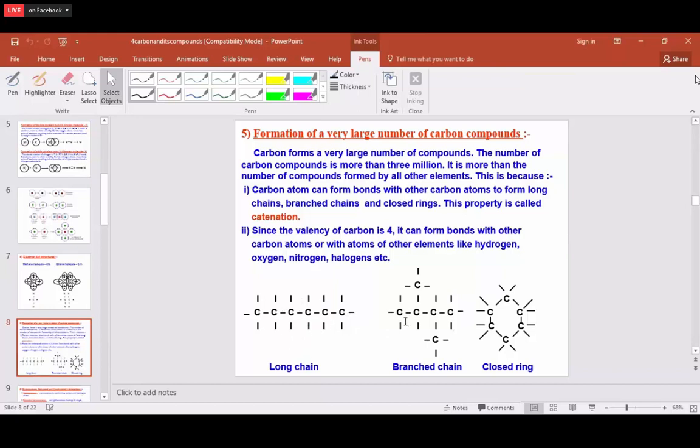This is a branched chain. In this branched chain, the carbon can also make a bond here. This is one branch over here. This carbon can make a bond with another carbon atom sideways also. So this is a straight chain, and this is the branching it's doing. This we call a branched chain. And this is the closed ring. The carbon can make a bond with the other carbon atom like a chain, but it's a closed one.